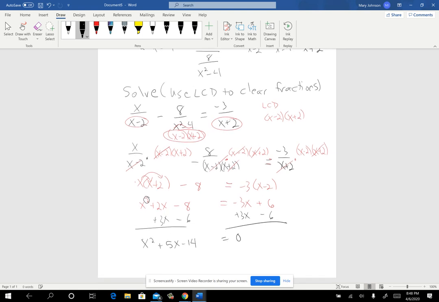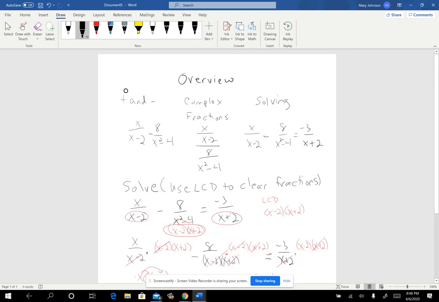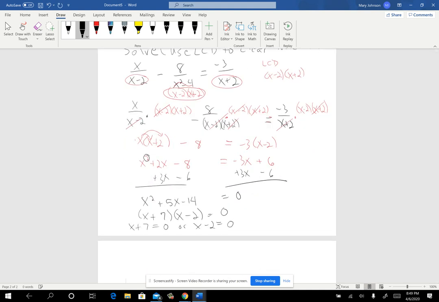So it's quadratic. I'm going to wind up factoring that. And I'm going to get an x plus 7 and an x minus 2 when I factor it. So that's going to give me two answers, either x plus 7 or x minus 2 equal to 0. All right, so that means that either x equals negative 7 or x equals 2.